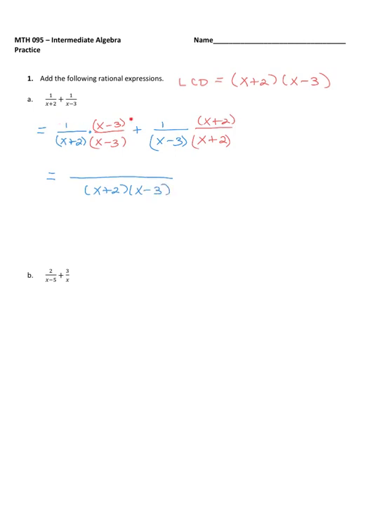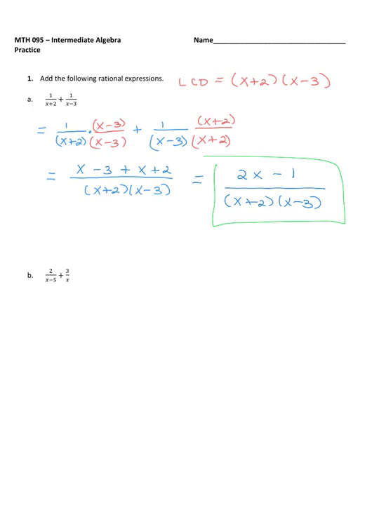For these two, since it's 1 times x minus 3, I'll just put x minus 3 here, copy down the plus sign, and then I'll have 1 times x plus 2. So I have x minus 3 plus x plus 2. If I combine like terms, I get 2x, and I get a negative 1. This is all divided by x plus 2 times x minus 3, and that is my final answer.